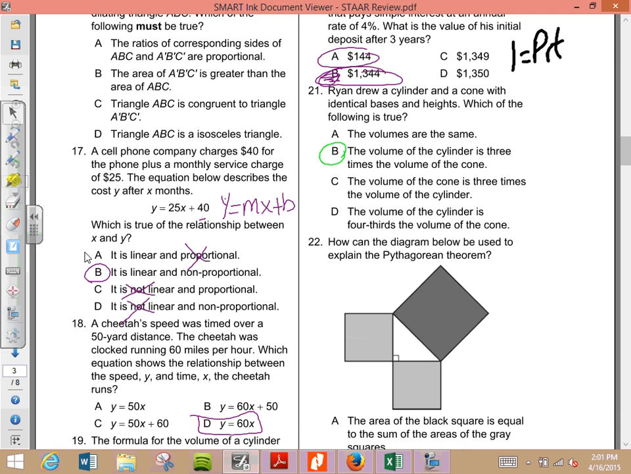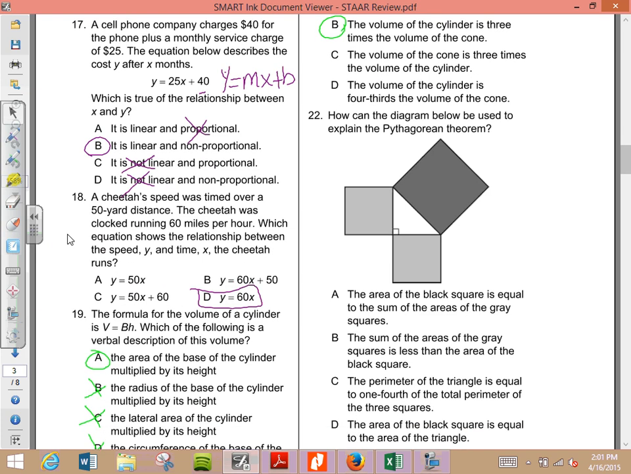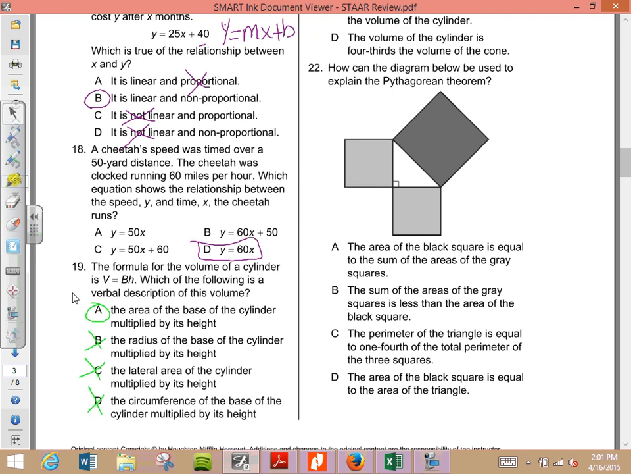How can the diagram below be used to explain the Pythagorean theorem? The area of the black square is equal to the sum of the areas of the gray squares. Perfect. There is a little GIF, a moving picture, where the whole thing revolves, and the gray squares have water, and when it revolves and the gray squares are on top, the water of both squares fits perfectly into the black one. It's really cool. I'll show it to you later.